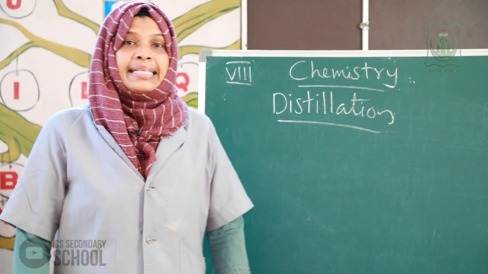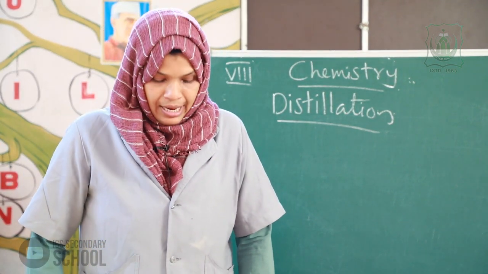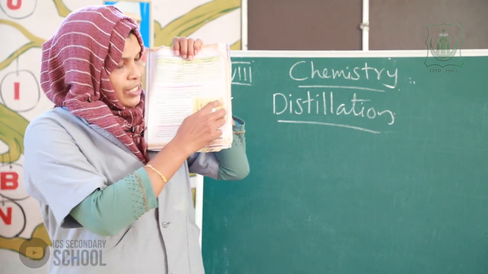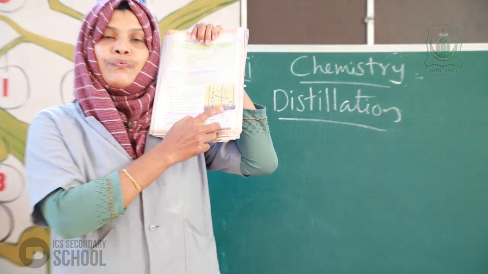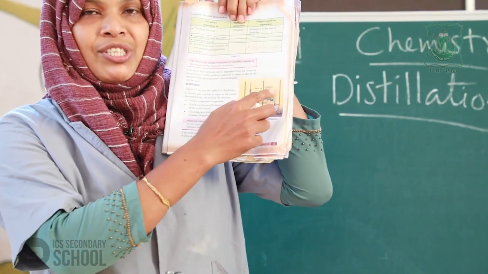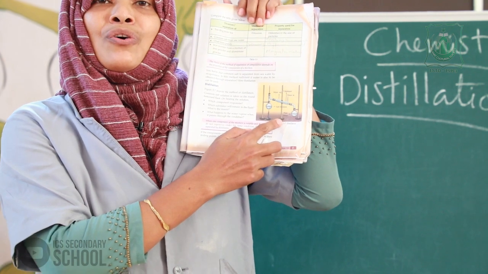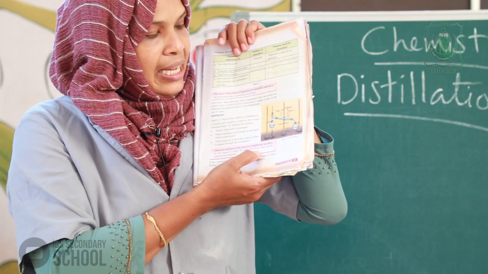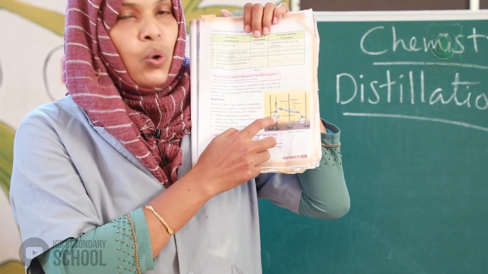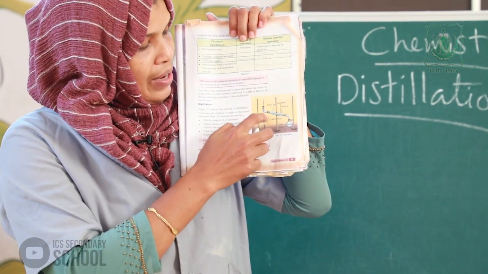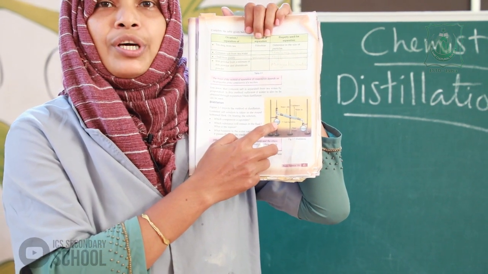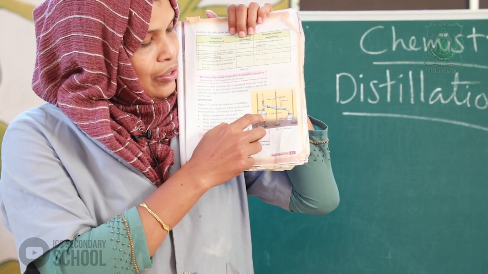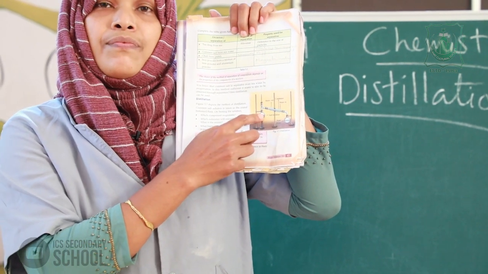Today our topic is distillation. Look here. This picture indicates the distillation of salt water. First, you take a salt solution in a round bottom flask. This flask is known as a round bottom flask.